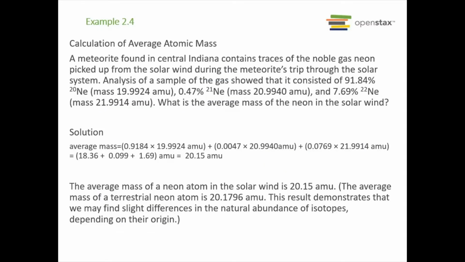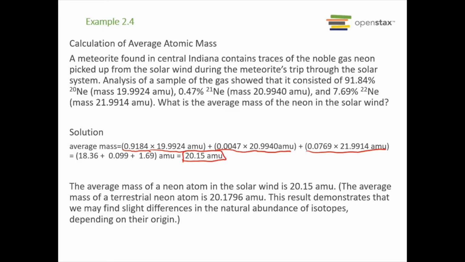So here's an example. A meteorite found in central Indiana contains traces of the noble gas neon. It has 91.84% neon 20, 0.47% neon 21, and 7.69% neon 22. What is the average mass? So we take our percent abundances and change them to decimals. So there's 0.9184, and that one was times 19.9924, then 0.0047, and 0.0769. Add them all up, and we get an average mass of 20.15 AMU.